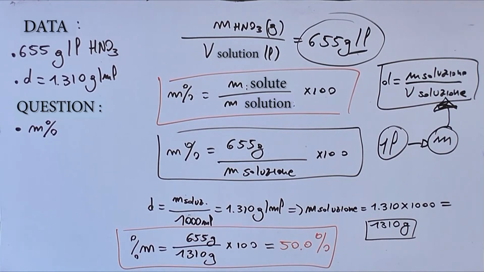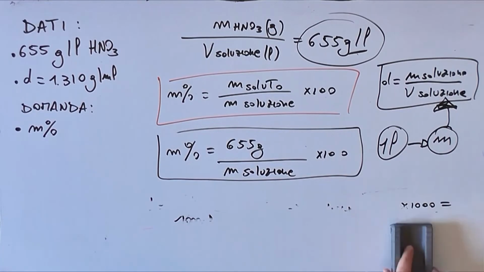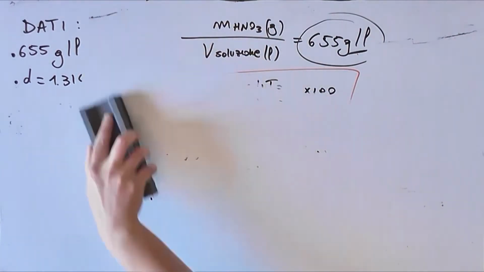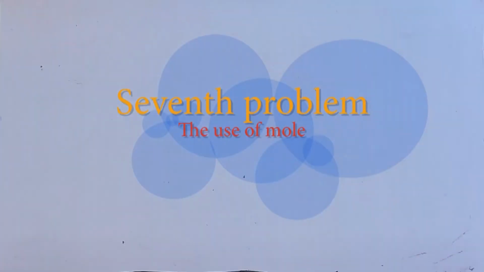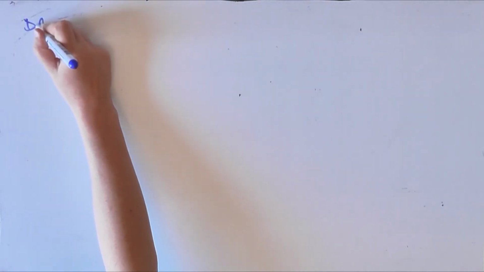Now let's move on to the seventh problem. In this problem, we will see that inside the concept of percentage by mass, there will also be the concept of mole. And as you may know, the concept of mole is everywhere in chemistry because it's the basic concept. Let's see now this problem. So let's write down the data.